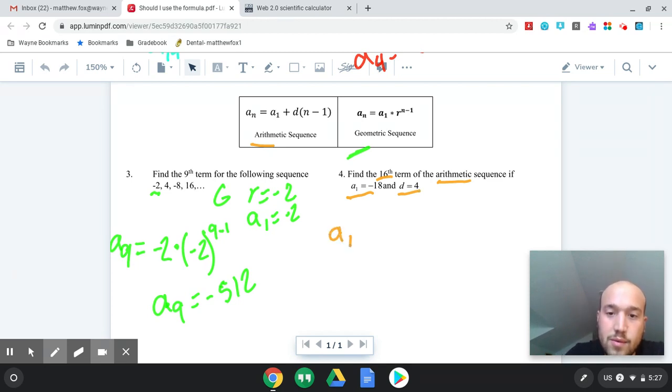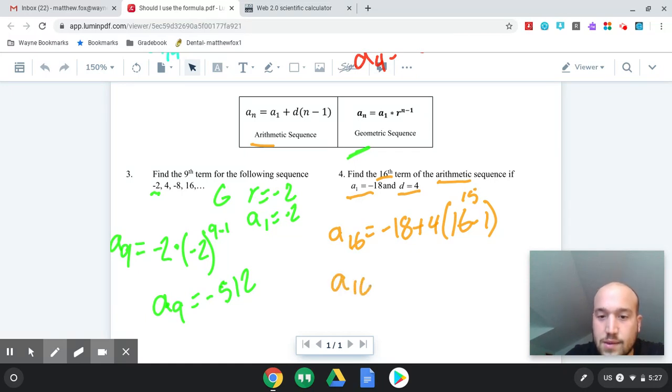So a sub 16 equals negative 18 plus 4 times 16 minus 1. Okay, we know that 16 minus 1 will give us 15. 4 times 15 is going to be 60. So it'll be a sub 16 equals negative 18 plus 60. Okay, so all we have to do is add that together. And you can use your calculator if you want, that's fine. We'll get a sub 16 equals 42.